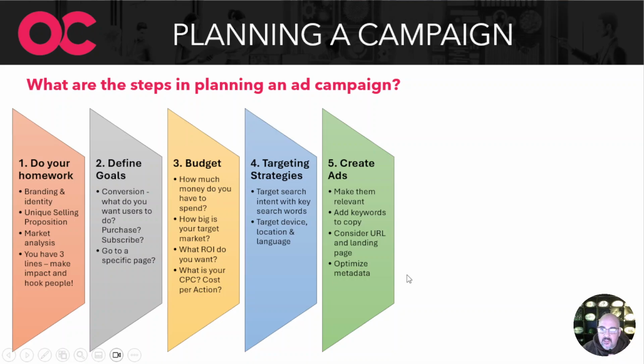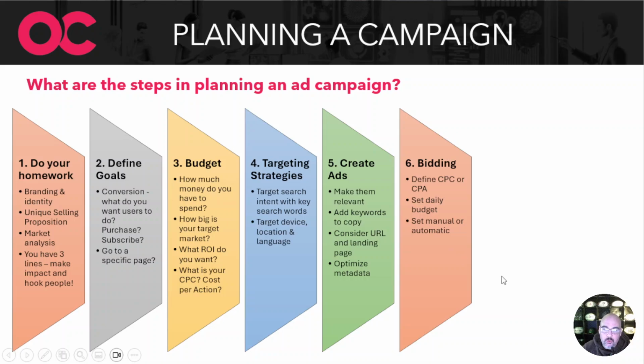Okay, next part is to create an ad. We'll talk about different types of copy in a second here, but guys, they obviously have to be relevant. That was one of the ad rank features. We need to make sure we put in our keywords. We want to think about what our URL and landing pages look like. We want to make sure we've optimized all the metadata on those pages and those ads to also include keywords.